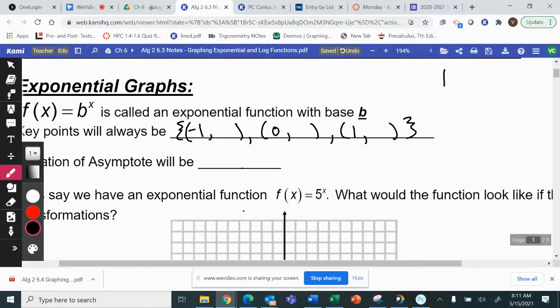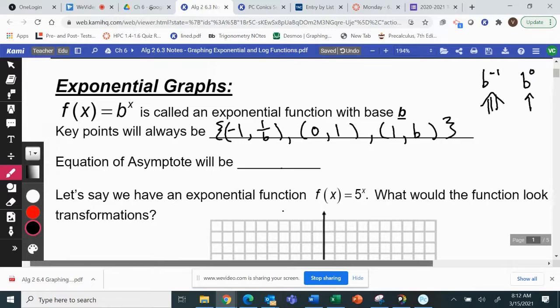Now, if I plug in those 3 key points to our base, no matter what b is, let's start with the middle one. What's b to the 0? 1. Anything to the 0 power is 1. Let's do b to the first next. Everybody, b. Good. So then what is b to the -1? It's 1 over b. That is how it works for every single base.